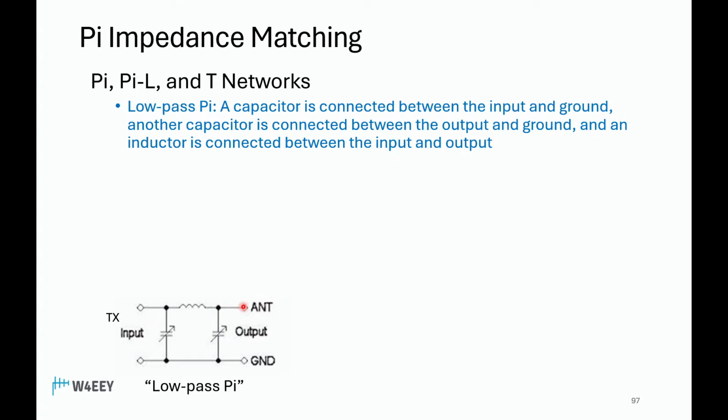And then you'll know that it's a low pass, and it's obvious that it kind of looks like the letter pi. And then hopefully it'll make sense. We've got this identified, therefore the capacitors have to be what they're talking about up here. So hopefully that makes sense now. A capacitor is connected between the input and ground, another capacitor between the output and ground, and an inductor is connected between the input and output.